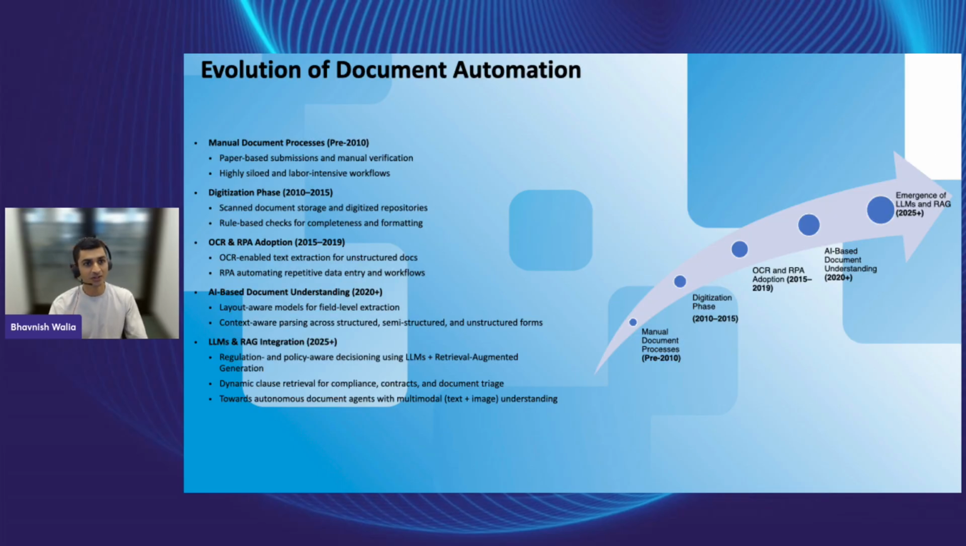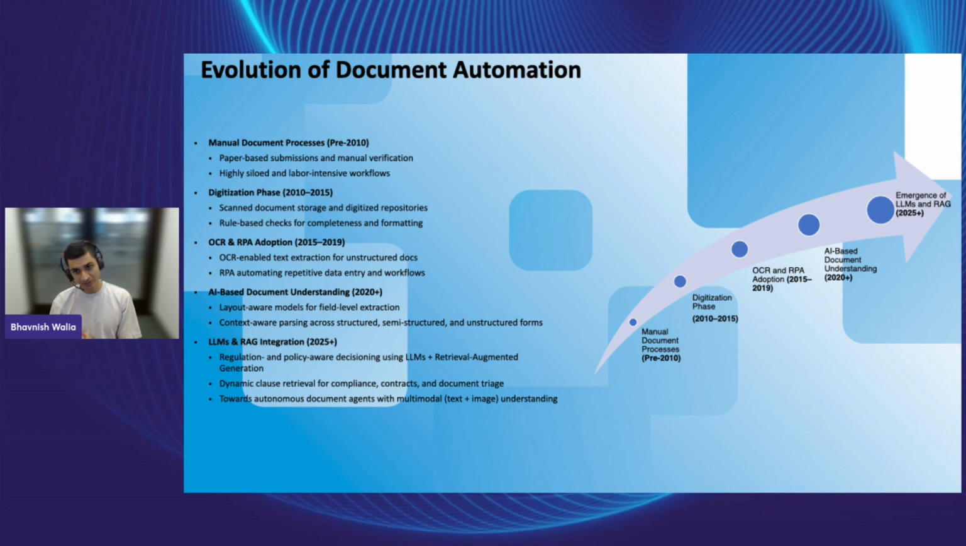Let's now talk about how this whole process has evolved over a period of time. So think about 2010. Before that, there was high reliance on manual document processes, where again, a manual reviewer is going into the system, looking at the documents and copying things over. Come the digitization phase, which is the 5 years from 2010 to 2015, we started using a lot of scanned documents. We started putting some rules into place to ensure that things are complete and formatted properly.